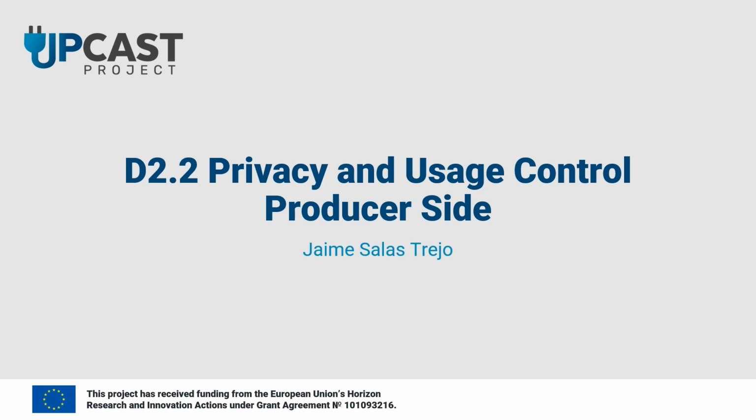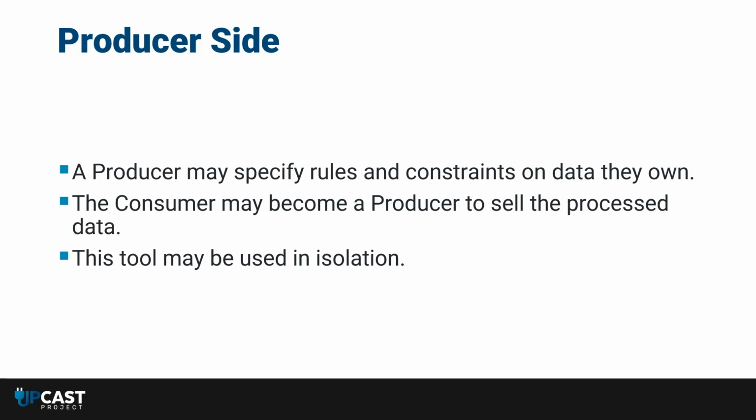Now, we will look at the producer side. A data producer may want to specify roles and define additional usage constraints, such as commercial considerations or geospatial constraints on data they own, and then wish to publish in a data marketplace. Furthermore, a data consumer, such as the one from the previous demo, may change the role to a producer if they wish to sell on a data marketplace data for which individuals have given consent of further sale. We note that this tool can be used in isolation without the need for a user account.